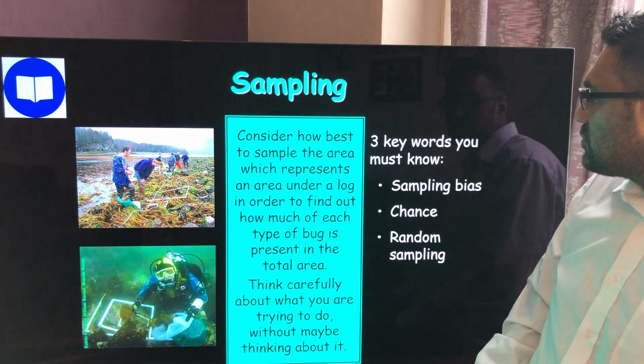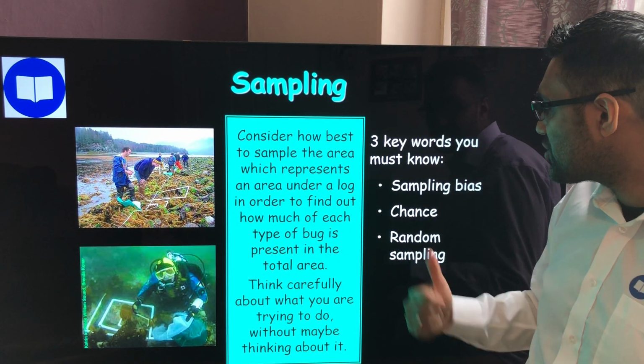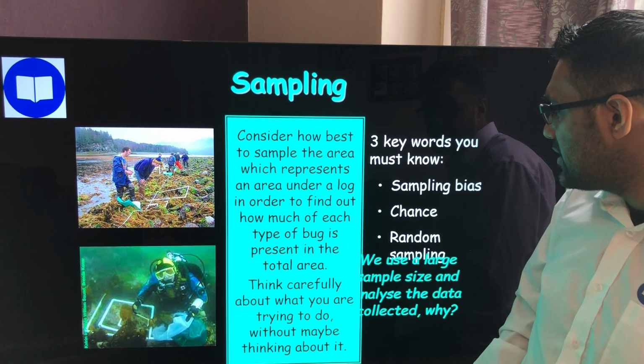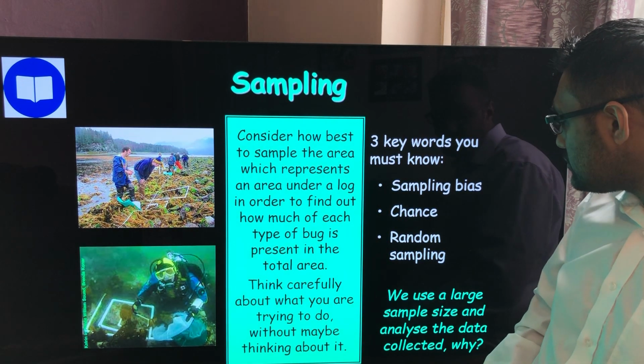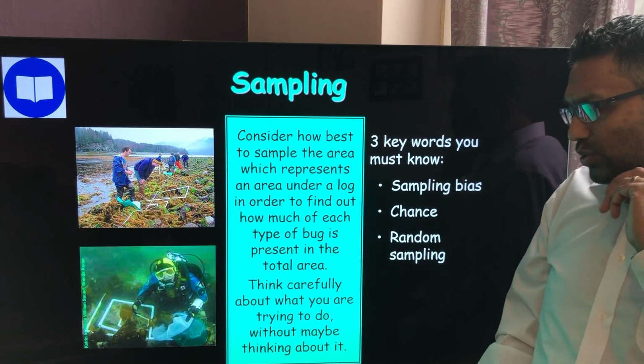But then you're going to have to really consider these things. The three key words you must know are sampling bias, chance, and random sampling. So what do I mean by bias?